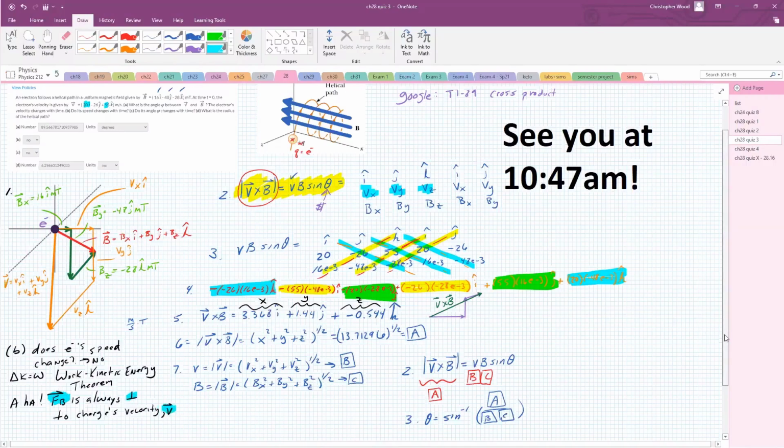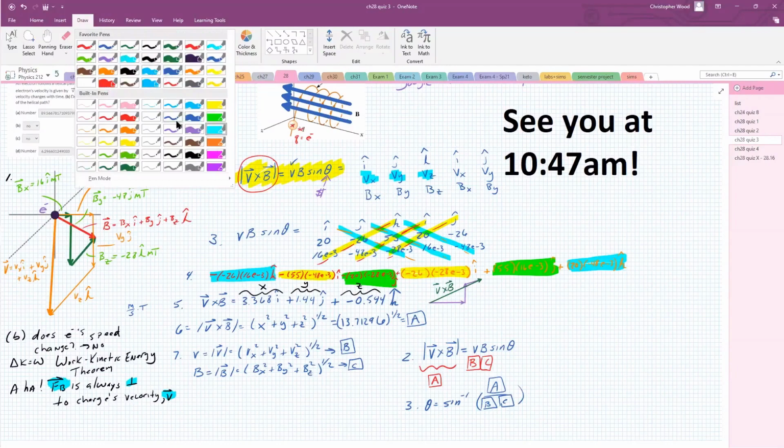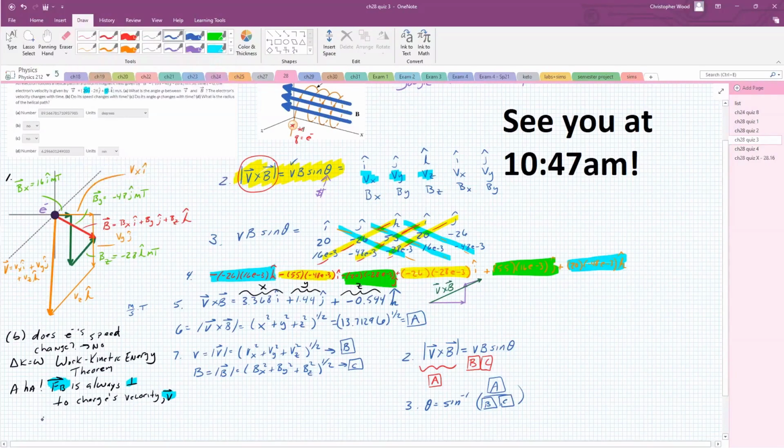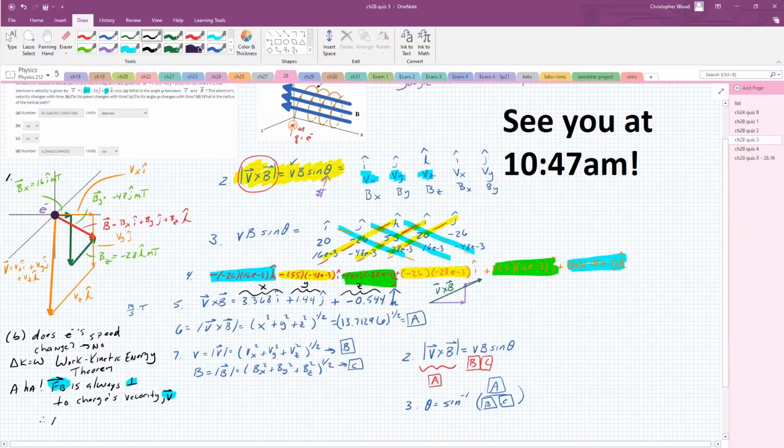The magnetic force is always perpendicular to the charge's velocity v. And again, hence the cross product. And you know what that means? That means that the magnetic force can never do work. So therefore, if that's true, which it is, why? Design of the universe. If that's true, then F sub B, the magnetic force, does no work on the charge.